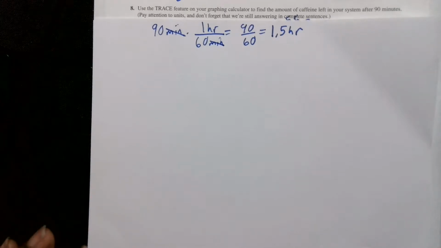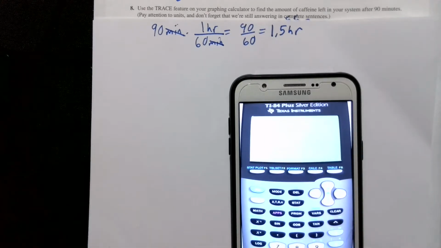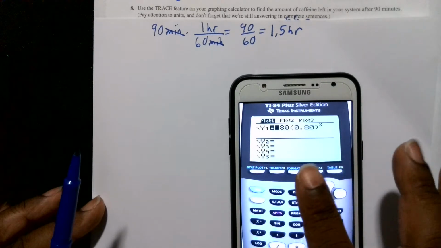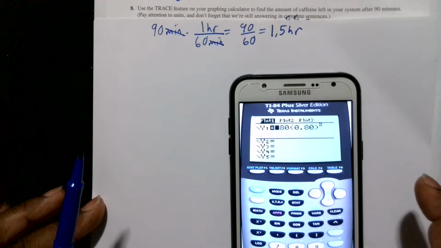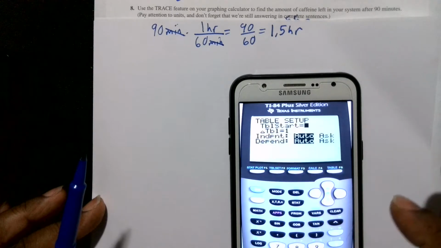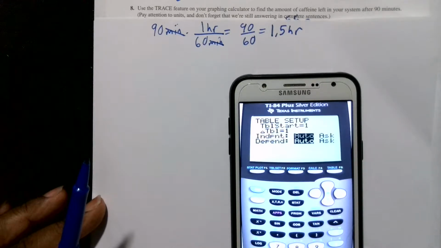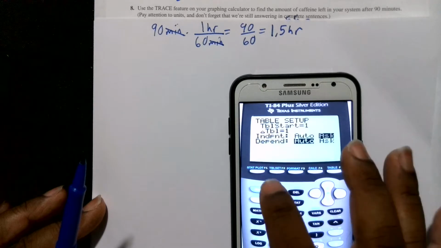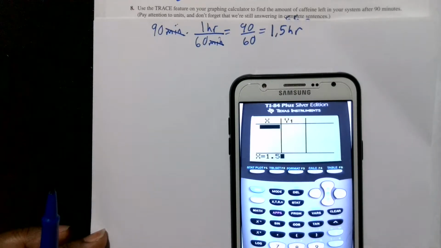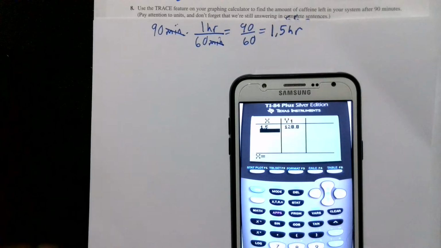So now, instead of using the trace feature, which I think is quite clunky, let's go to the y equals feature and make sure that we have our equation in there, which is 180 times 0.80 to the x power. We will press second and window and go down to the independent because we know with our equation the x value is your time. So we will go over to ask and press enter, then press second and graph. And then you notice here that our table, our x value is empty. So we will type in how many hours we're using, which is 1.5, and press enter.